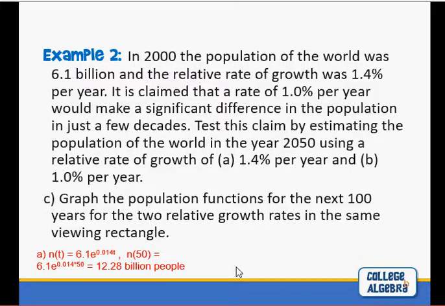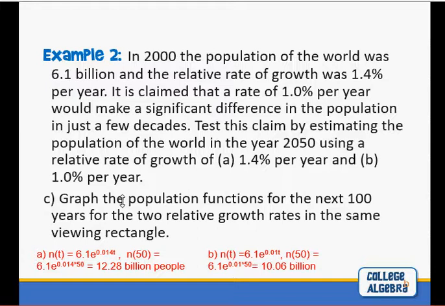In both cases, we're going to use 6.1 as the initial value. You could convert that and put all the zeros if you wanted, but we're just going to understand that we're measuring in billions. So our initial value is 6.1 billion people. And we have e to the, if you convert 1.4% to a decimal, you get 0.014. Be careful with the decimal place. And you can plug 50 into that and crank out that number with your calculator. You get 12.28 billion people.